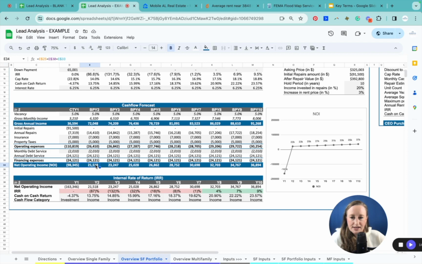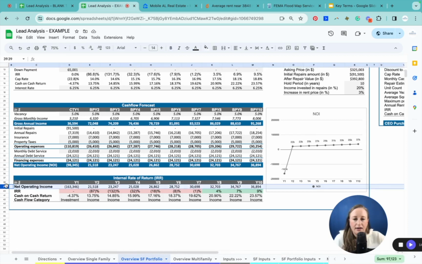Then in year 2 and beyond, we start to cash flow almost $22,000 a year, and that goes up over time. Okay, then we get here to the bottom section looking at our NOI over time. Definitely a big outlay in year 1 and then cash flowing consistently, positively well after that.